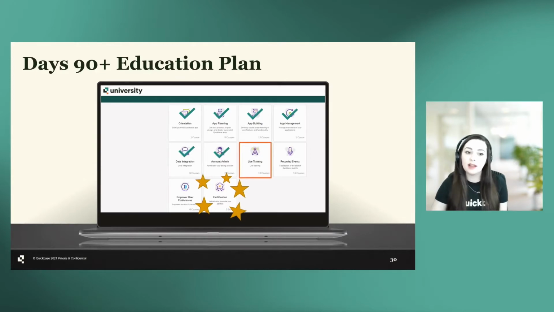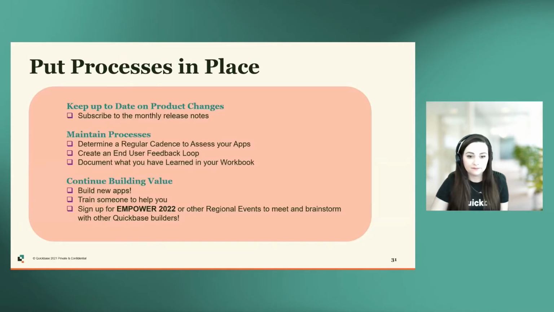And we always have the live training available for you as well. There's always advanced options that are added on the schedule. So check back for those regularly and join them when you can. To stay informed on the product, like I mentioned, subscribe to the monthly release notes. For your apps and accounts, put a plan into place. How often should you be assessing those apps? Create a feedback loop. Document what you have learned in your workbook and those changes that you make in Quickbase. Make sure to include those in your workbook as well.